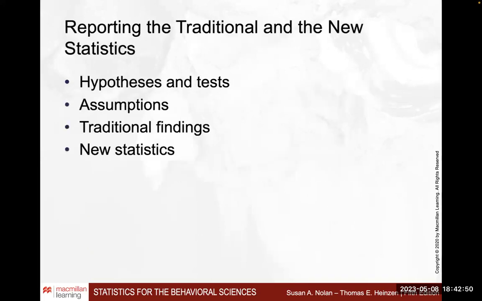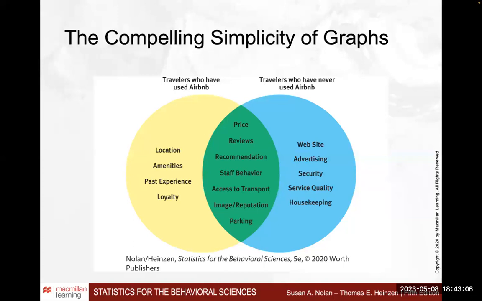Then the reporting is done by following hypothesis and tests. You will also need to report the assumptions. Then you report the traditional findings as well as the new statistics. We just talked about that. Make sure that you have plenty of graphs in your paper, because graphs make things much nicer to interpret. They're always appreciated by everybody reading a paper because it gives a very quick impression of what you actually found.